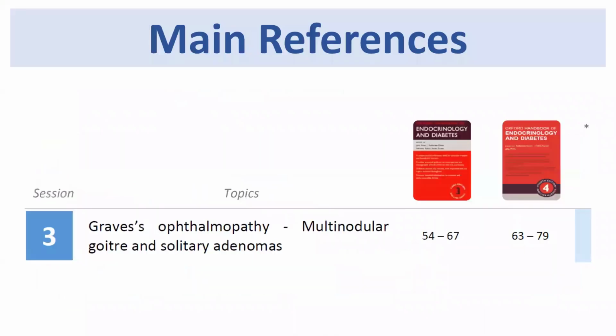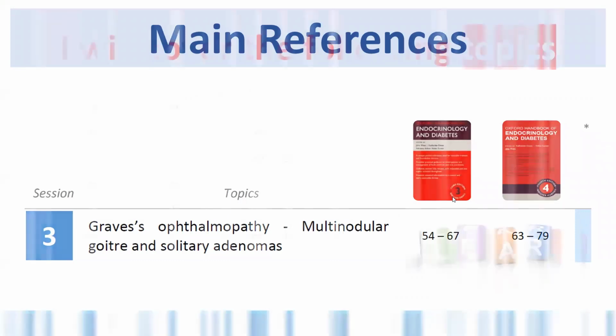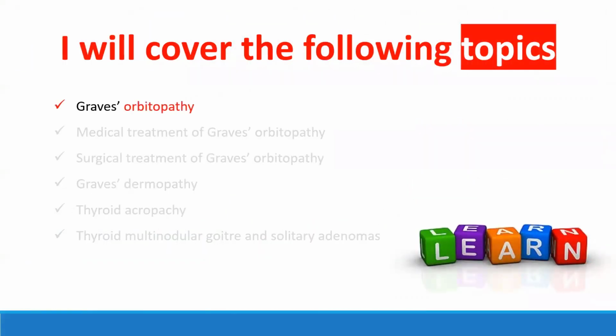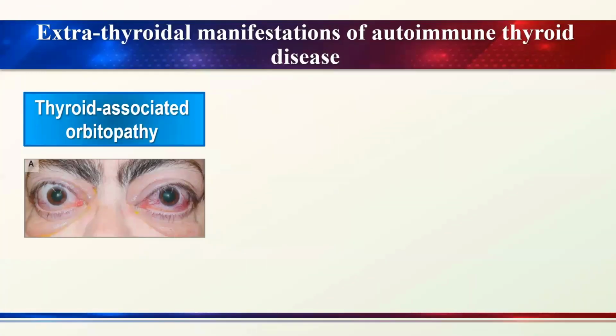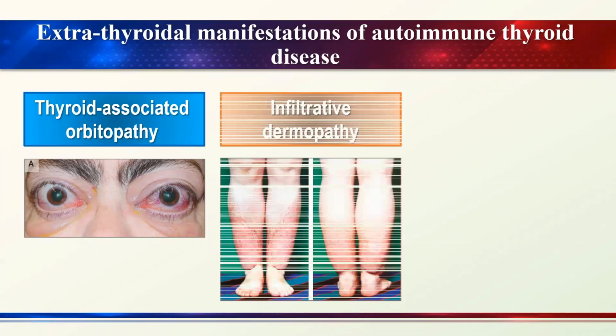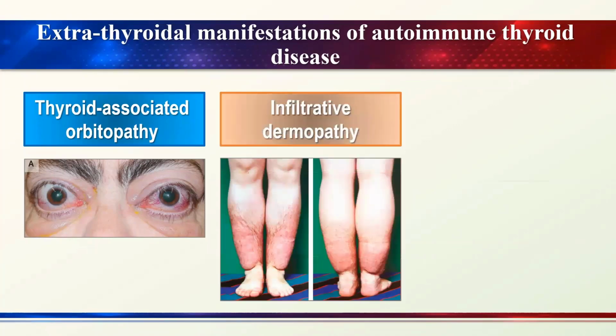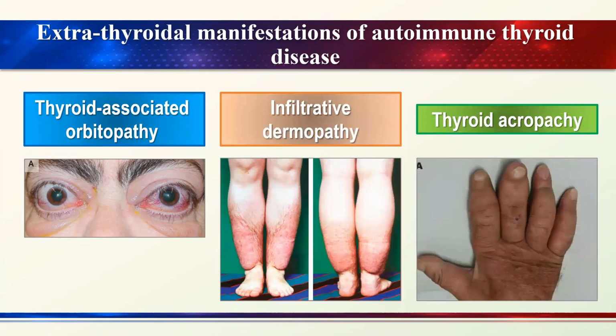So I will go to the Graves orbitopathy from a page from the fourth or third edition of the Oxford. I will cover today, inshallah, Graves orbitopathy, medical treatment and surgical treatment, Graves dermopathy and thyroid acropachy, and I will start the multinodular goiter and the solitary adenoma. And don't forget the extrathyroidal manifestations of autoimmune thyroid disease: Graves orbitopathy, infiltrative dermopathy, or thyroid acropachy.